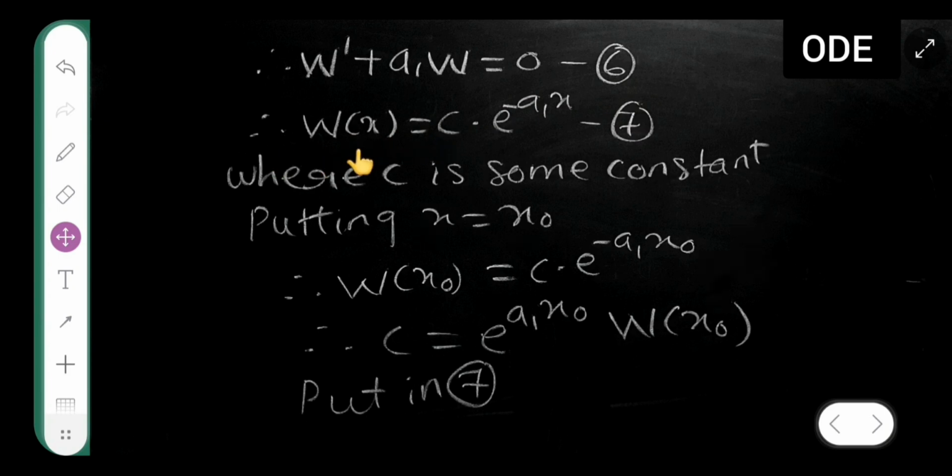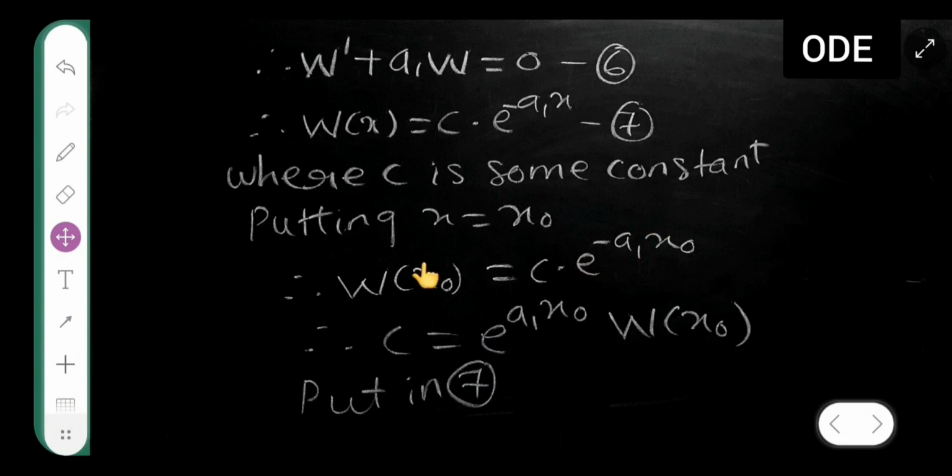Now therefore Wronskian of x is equal to C. Now this is the solution for this one, okay? W of x is equal to C e raised to power of minus A1 of x, and take this as 7. Now where C is some constant. So putting x is equal to x naught, wherever x is there, I'll have to put x naught in this, okay? So Wronskian of x naught is equal to C e raised to power of minus A1 x naught, okay, here. Then C is equal to what?